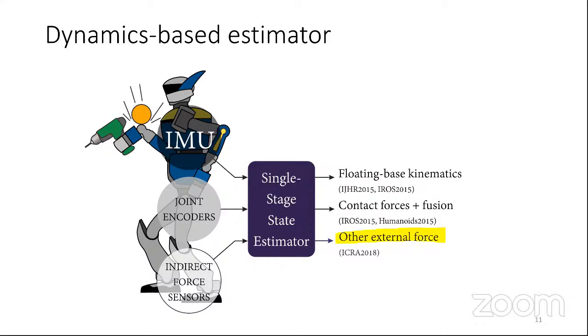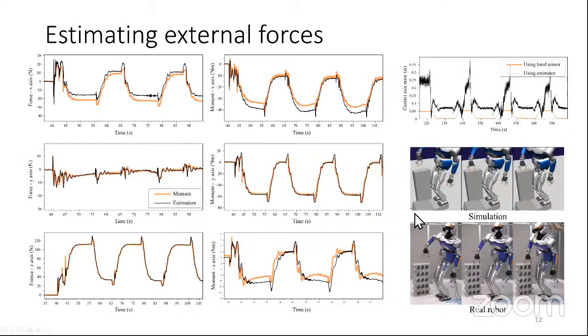The experiment was to ask the robot to perform a task with its hand. Its hand has a force sensor, but we don't use it. We just ask this estimator to get the estimation of the forces, and we use the force sensor of the hand as a ground truth.